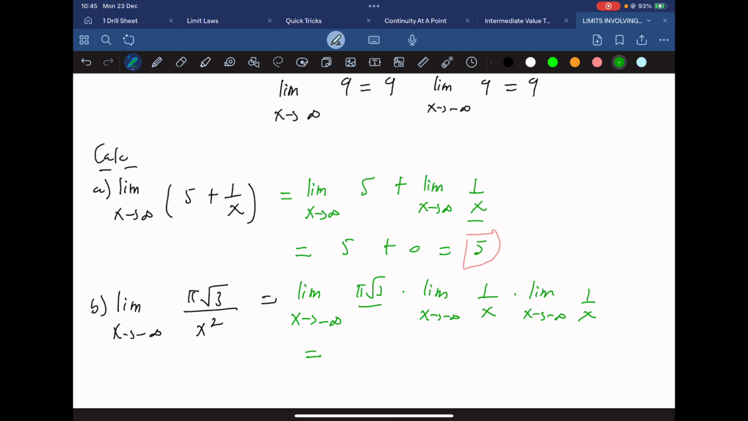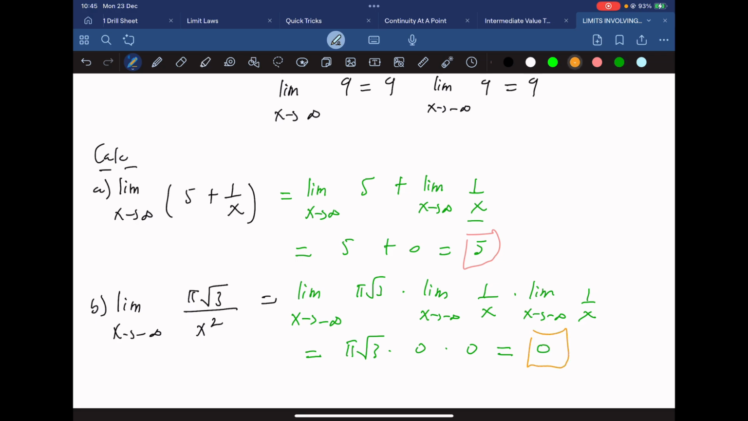Note that pi root 3 is a constant, so if we take the limit, we still have that constant. This goes to 0, this goes to 0. So we have pi root 3 times 0 times 0, and this is 0.